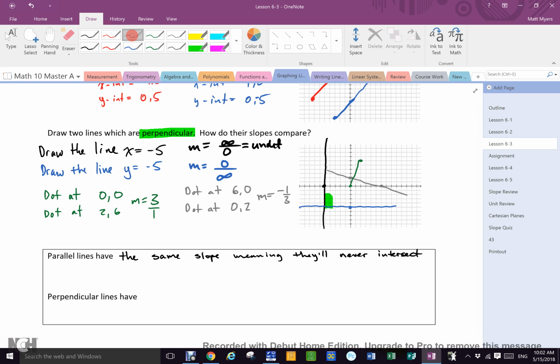Perpendicular lines have what kind of slope? Two things happen to the perpendicular slopes. What? One was positive, one was negative. Right? So what do we call that? Positive and negative. What's the word we use in math if one's positive and one's negative? They are what? Opposites. Perpendicular lines have opposite and reciprocal slopes.